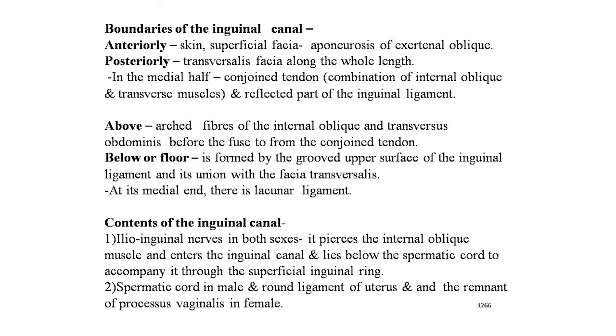Contents of the inguinal canal are the ilioinguinal nerve in both sexes, male and female. It pierces the internal oblique muscle, enters the inguinal canal and lies below the spermatic cord to accompany it through the superficial inguinal ring. Also the spermatic cord in the male, and the round ligament of the uterus and the remnant of processus vaginalis in the female.